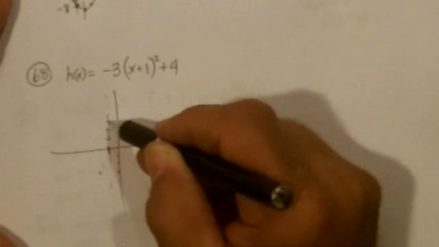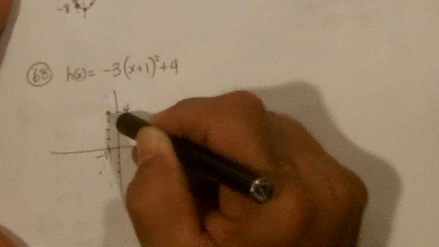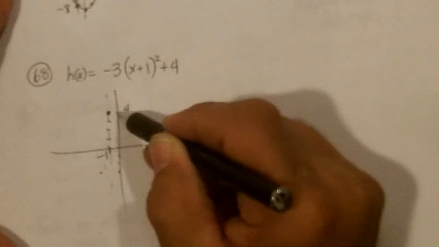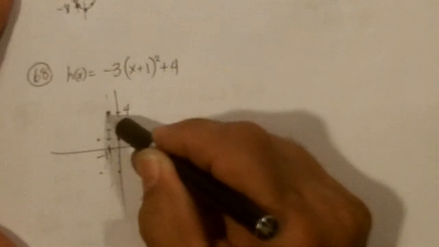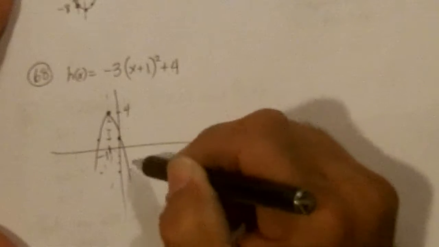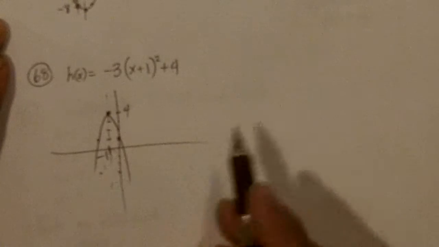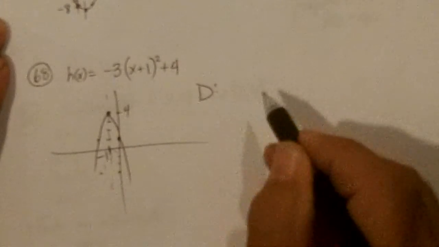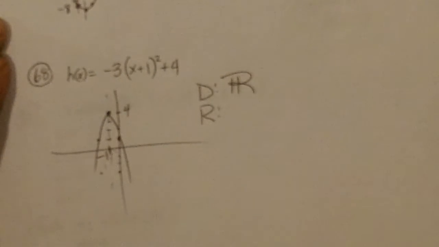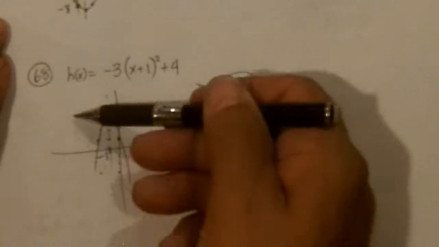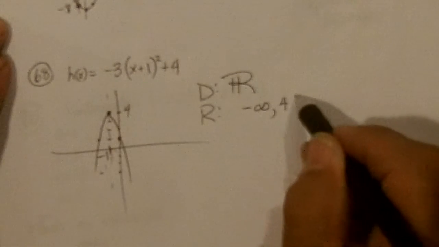So the vertex is going to be at -1, 4. And if I move over 1, it's going to go down 3. 1, 2, 3. And 1 over the other way, down 3. And this is what it looks like. And so it says graph it. What's the domain? And that would be any real number. Range. It goes from negative infinity up till positive 4, including the 4.